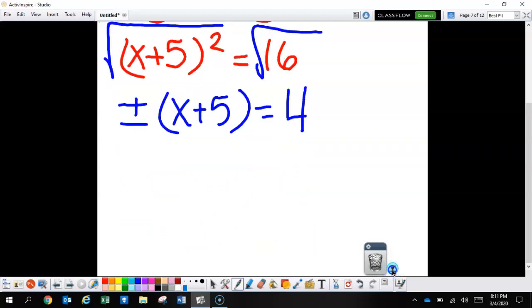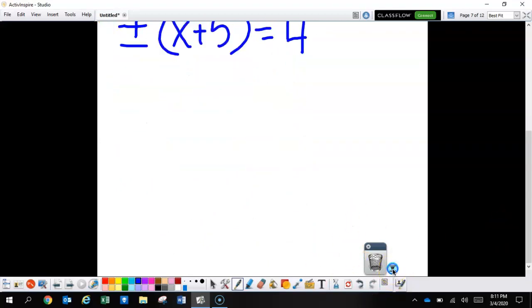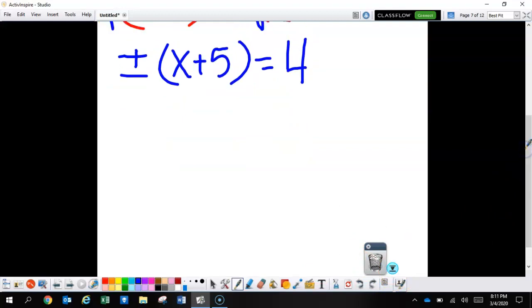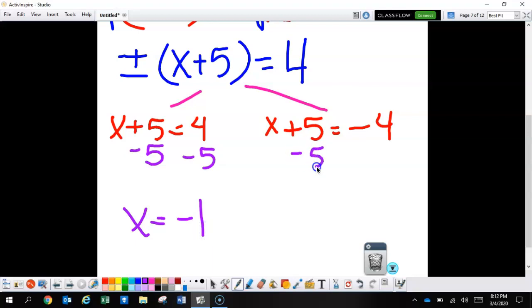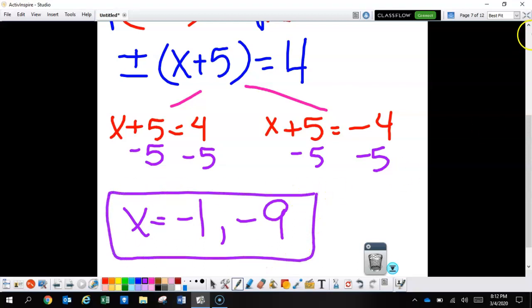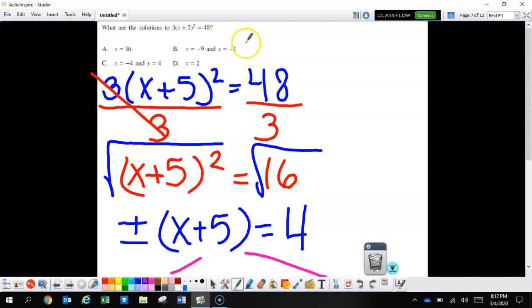Okay, and then you split it up into your two cases. So x plus 5 equals positive 4, and then x plus 5 equals negative 4. Alright, you split it up into your plus case and your minus case. Okay, then you just solve for x, so you subtract 5 from both sides. So 4 minus 5 would be negative 1, and then negative 4 minus 5 would be negative 9. So negative 1, negative 9 would be your answer for that one, which is B.